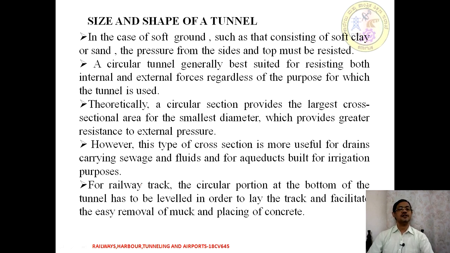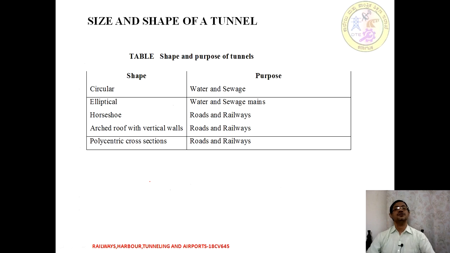In the case of a railway track, the circular bottom of the tunnel has to be leveled in order to have a level surface for laying the track, and to ease the removal of muck and the placing of concrete. So, this is how sizes and shapes are decided. Depending upon the size and shape, the intended purpose is served. For example, a circular one is best suited for transport of liquid, in the form of water or sewage.